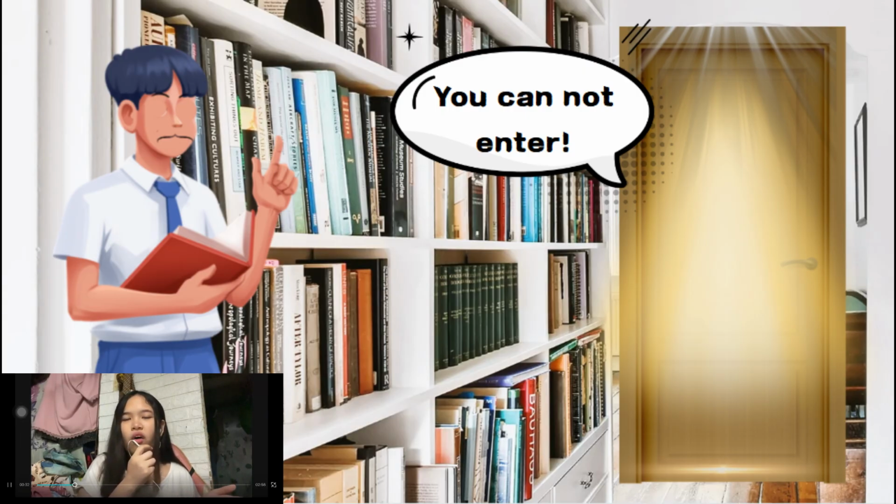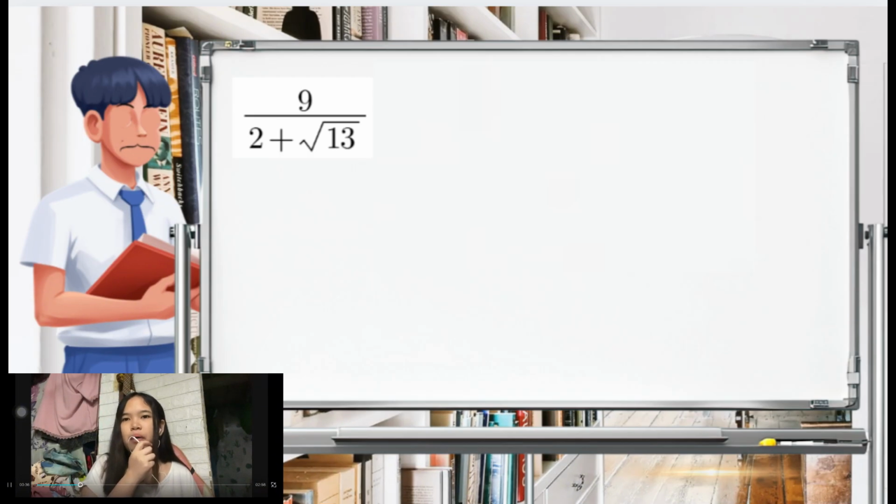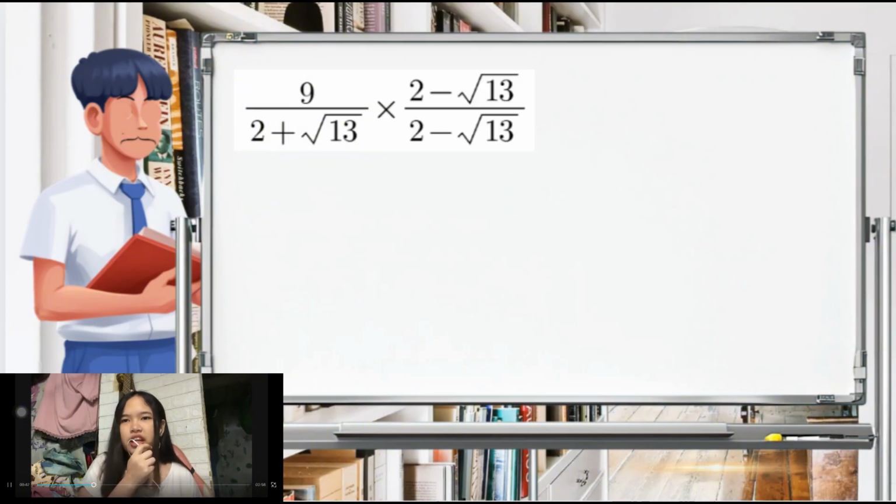Luckily, he still only needs to rationalize the denominator. The problem says 9 over 2 plus square root of 13. He thinks this problem is similar. It needs the conjugate of the denominator to solve it.